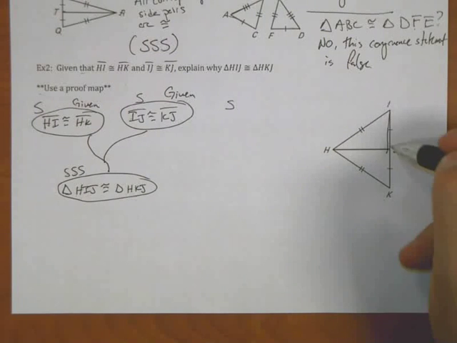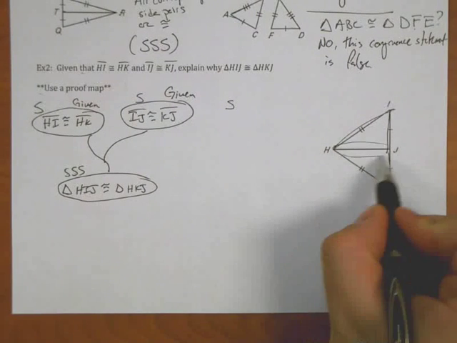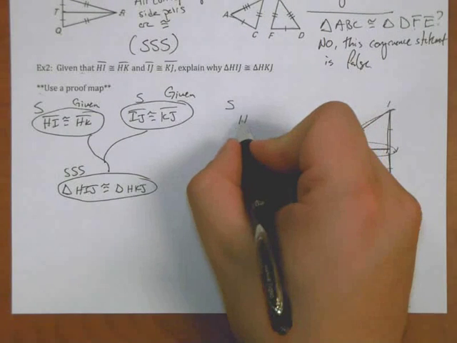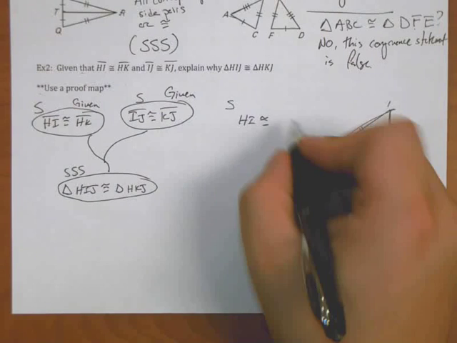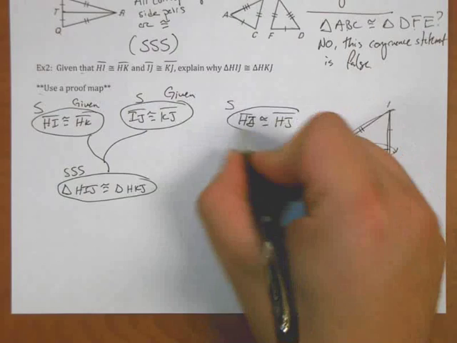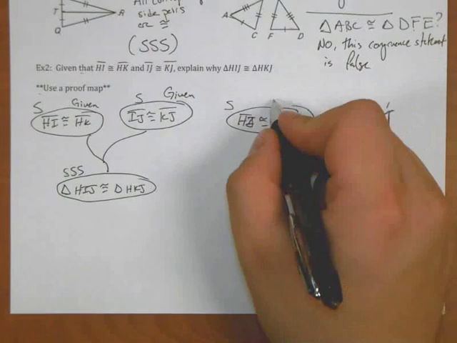And my third side from the diagram, so I have IJ and KJ, and HK and HI. The only one left is the shared side. So between the two triangles, I know that HJ is congruent to segment HJ. Why is something congruent to itself?